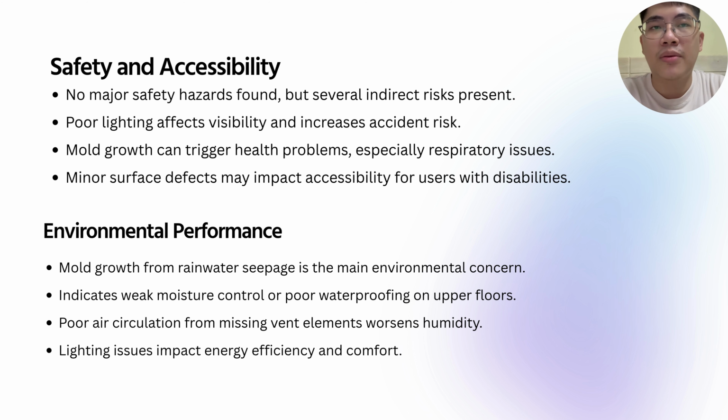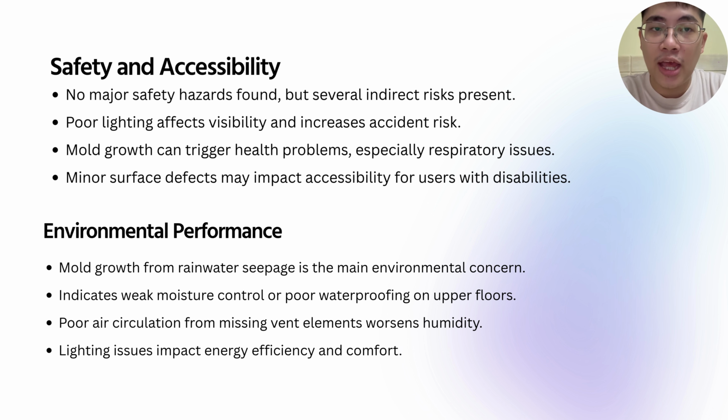And for environmental performance, Block A is moderately affected by moisture issues and poor air circulation. The biggest problem is mould on the upper floor, mainly due to water seeping into the wall during heavy rain. This can lead to poor indoor air quality and structural damage if not treated. The missing air vent grille on level 2 also reduces ventilation in affected rooms.